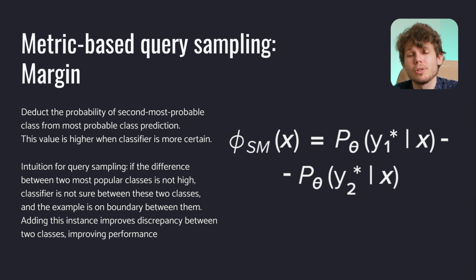This metric can also be modified as largest margin uncertainty, where the most likely class and least likely class are compared. The general idea in this case is quite the same. Finally, let's talk about the entropy reduction technique.